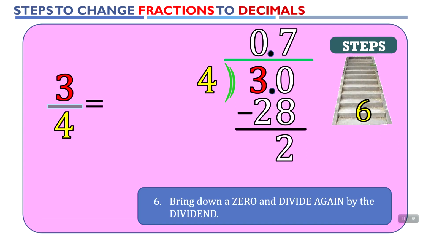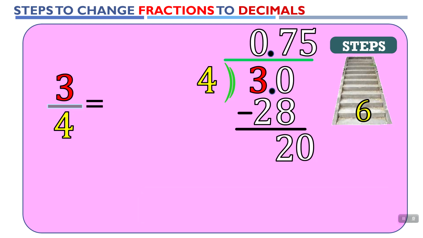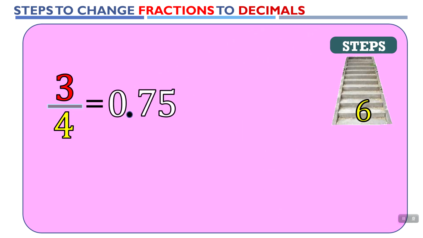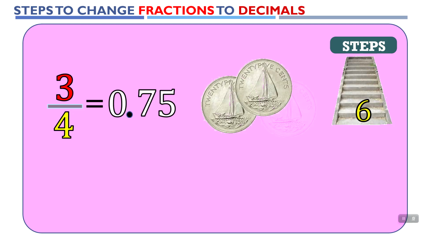Step 6 says bring down a 0 and divide again. Now that looks like the number 20, and we know 4 into 20 goes 5 times. 5 times 4 is 20. 20 take away 20 is 0, and now we are finished. And 3/4, as a decimal, is 0.75. Again, we remember from the beginning, we saw that 75 cents was 0.75, which was equivalent to 3/4.